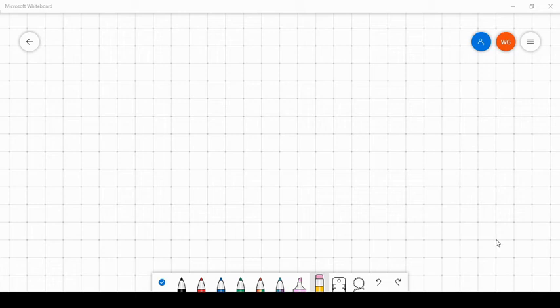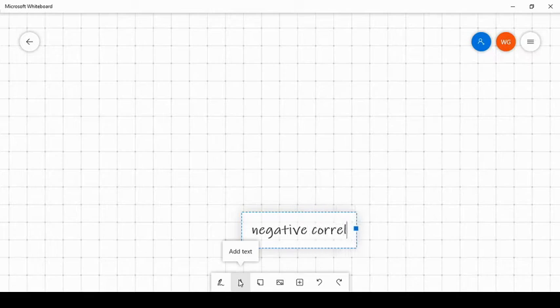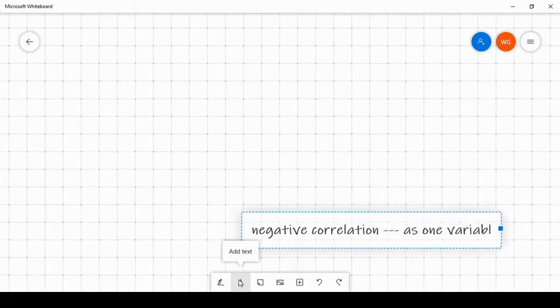Hey everybody. What I want to talk about now is the idea of negative correlation. And negative correlation is the opposite of positive correlation. And in negative correlation, what we see is an interesting fact. We see that as one variable goes up, the other variable goes down. So this is going to produce a different kind of scatter plot.